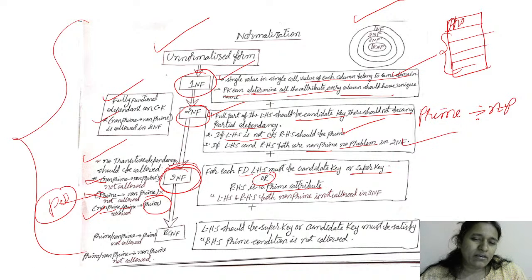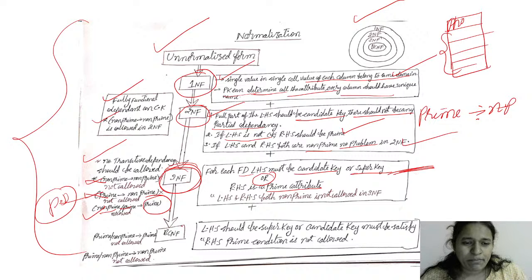While finding the candidate keys, we should be very careful, because if we miss any candidate key, then we miss some prime attributes. Then we will get a wrong answer. While finding the candidate keys, we have to be very careful.